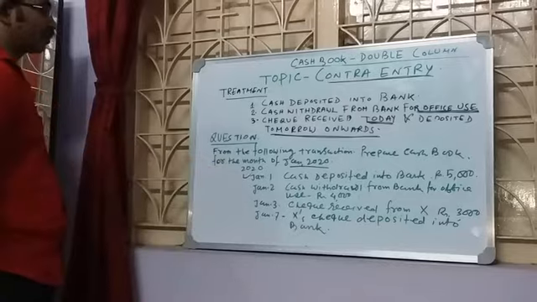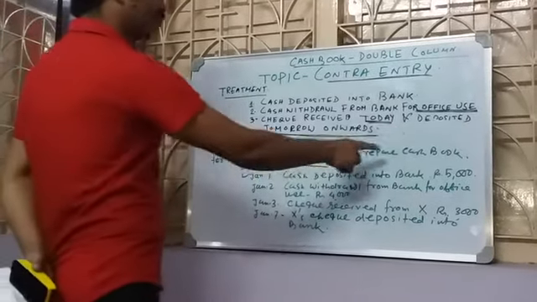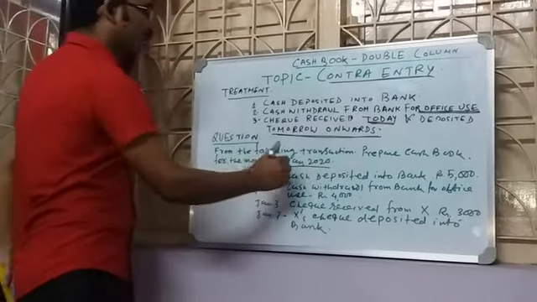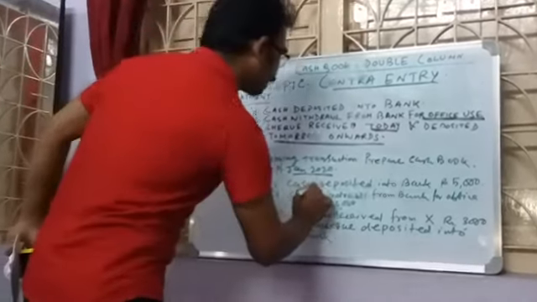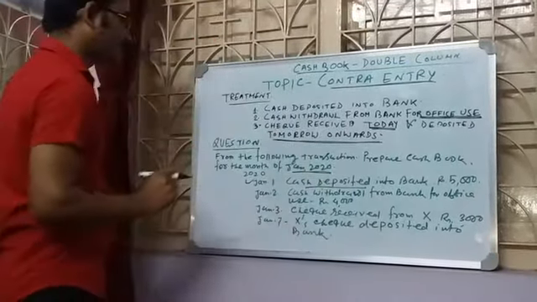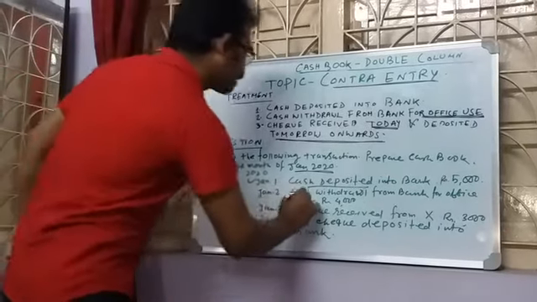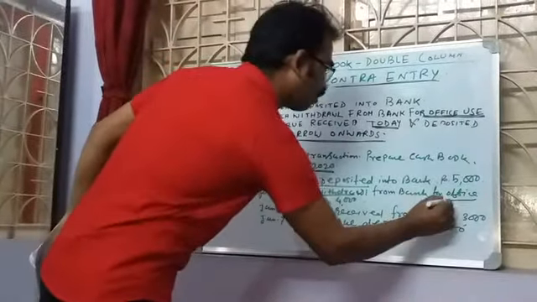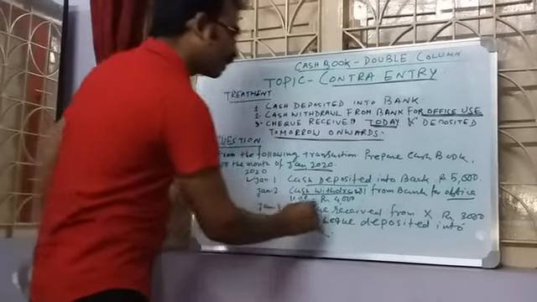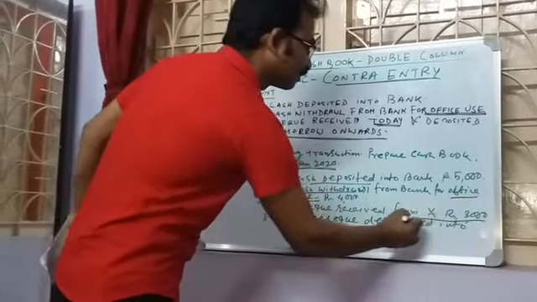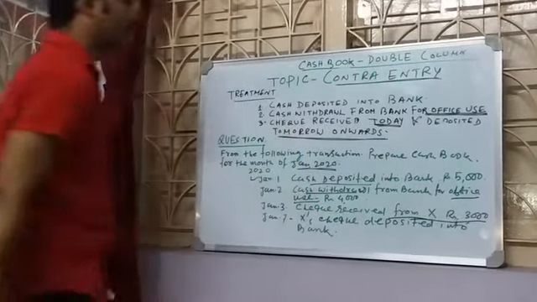So at first you read the question. From the following transactions, prepare the cash book for the month of Jan 2020. Number 1, Jan 1, cash deposited into the bank. Number 2, Jan 2, cash withdrawn from the bank for office use. Number 3 is the check received from X. Keep in your mind, check received from X.